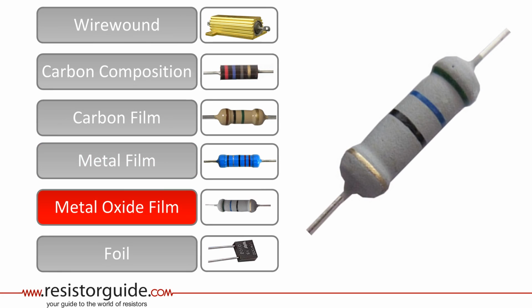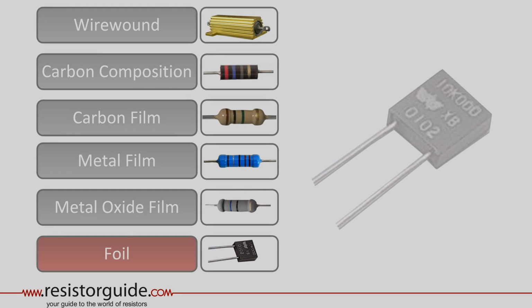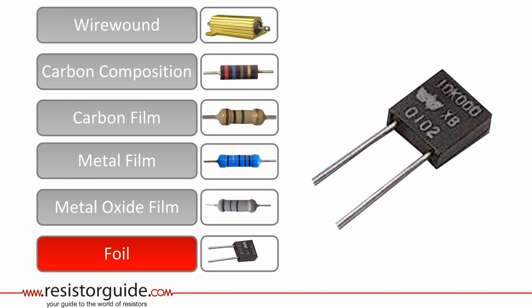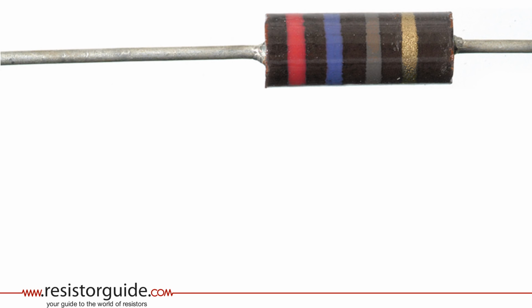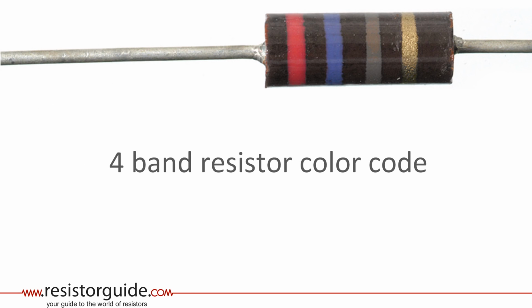Metal oxide film resistors are even more durable and have a higher temperature resistance and reliability than the metal film resistors. Foil resistors have a resistive element of a thin metallic foil of several micrometers thick. They have the highest available precision and stability today. Most actual leaded resistors have a marking with colored bands to indicate the resistance value and tolerance. This resistor is a carbon composition resistor with 4 color bands.